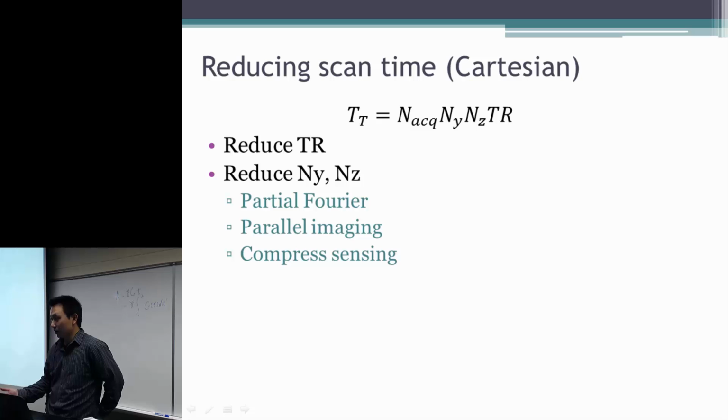So parallel imaging is only available if you are using phased array coils, which have several different coil elements. If you only have one coil element for the MRI coil, you will not be able to use parallel imaging.